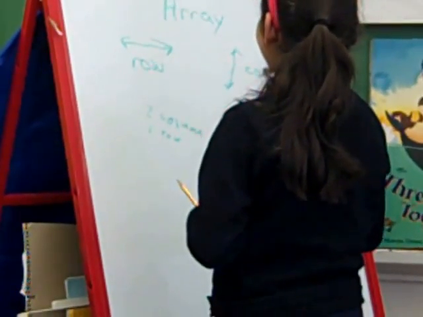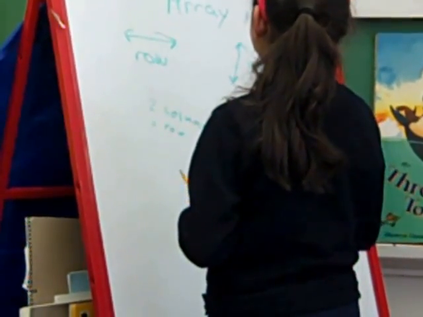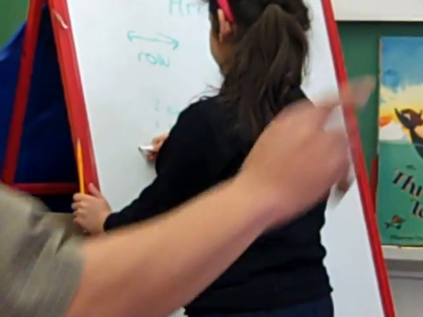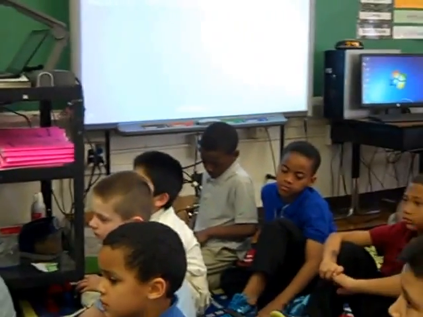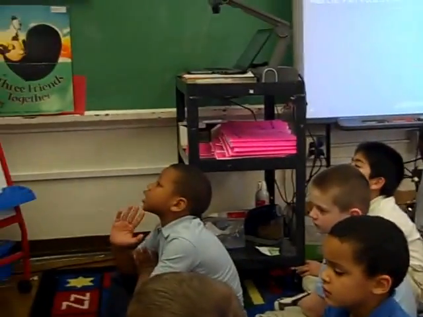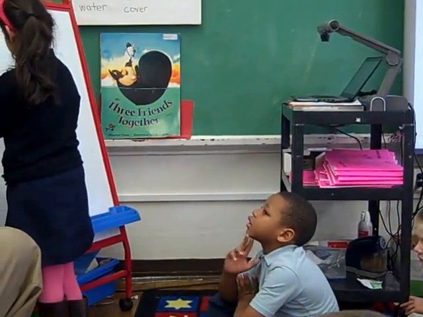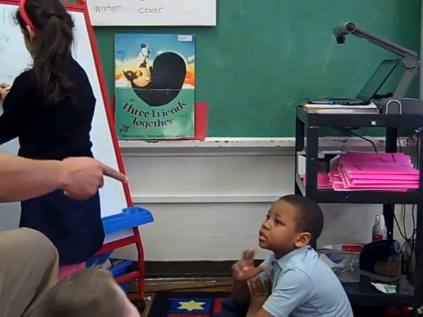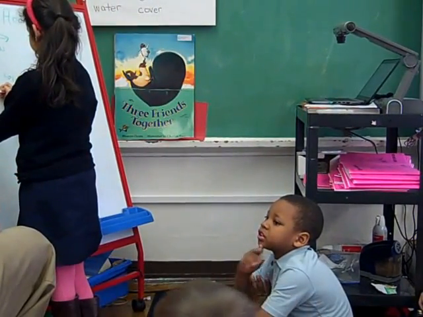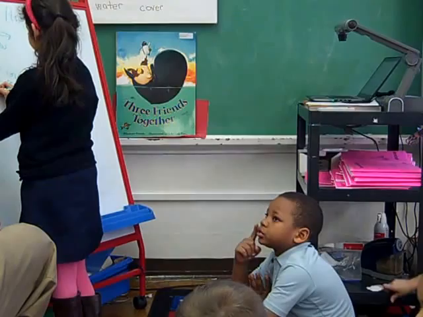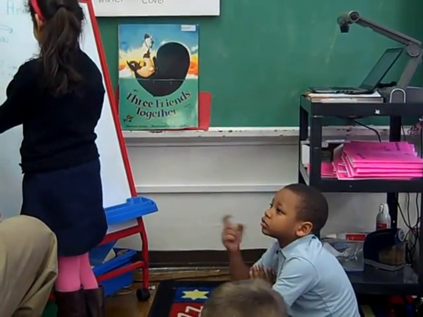And what's the first thing you do? Class, help her out. What's the first thing we do? Elena? Draw 2 boxes. Excellent. She did that. What's the next thing she should do? How many more boxes? 2. Excellent, because I'm adding 2 columns.